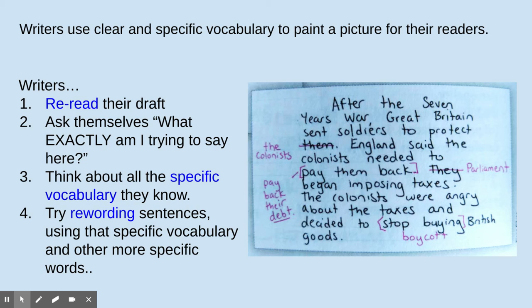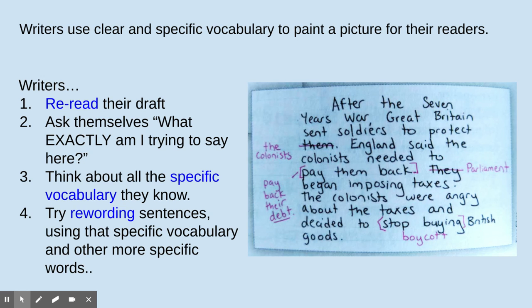So now let's reread it with the revised words in place. After the 7 Years' War, Great Britain sent soldiers to protect the colonists. England said the colonists needed to pay back their debt. Parliament began imposing taxes. The colonists were angry about the taxes and decided to boycott British goods.